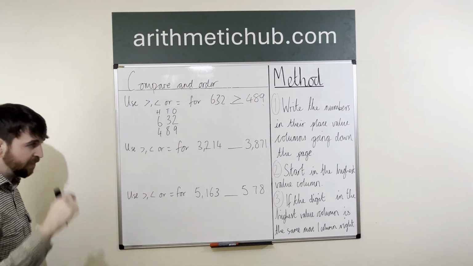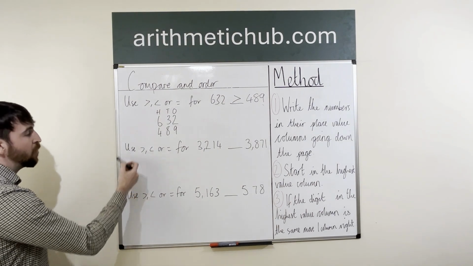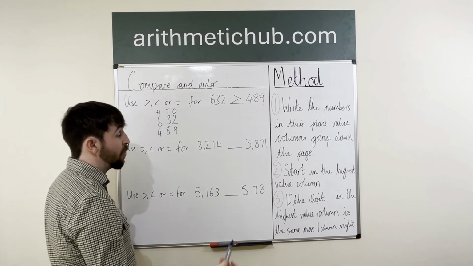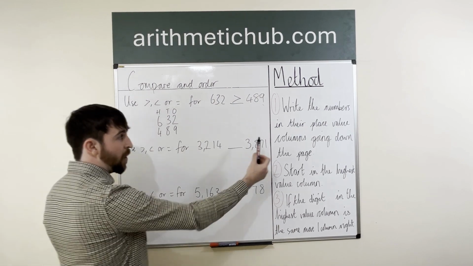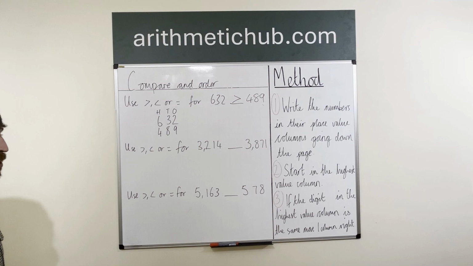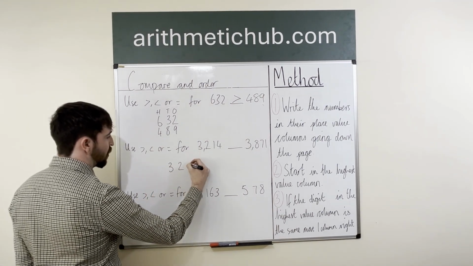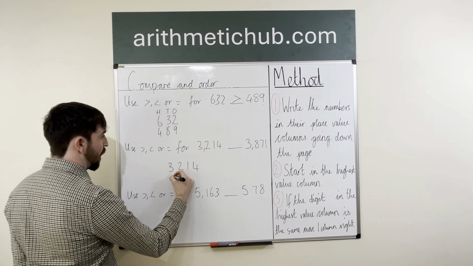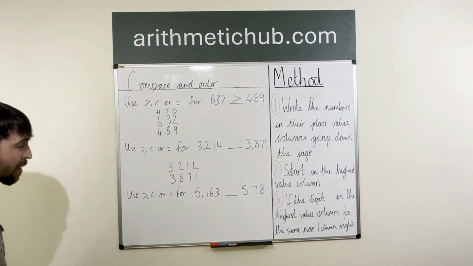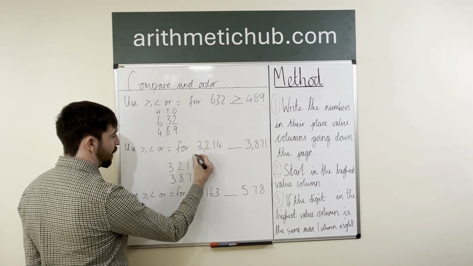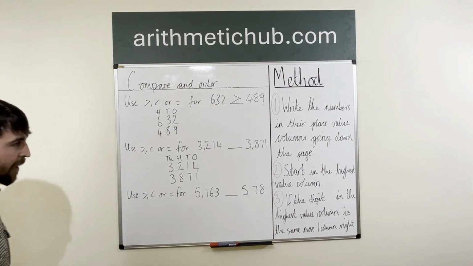Then we move on to this question. And this question is where it starts to become a little bit trickier, but still not too tricky. So, use greater than, less than or equal to for 3,214 and 3,871. So, let's follow our method again. Write the numbers in their place value columns going down the page. So I'm going to write 3,214 and then underneath it I'm going to write 3,871. And then I'm going to put their place value columns in. Ones, tens, hundreds, and thousands there like that.